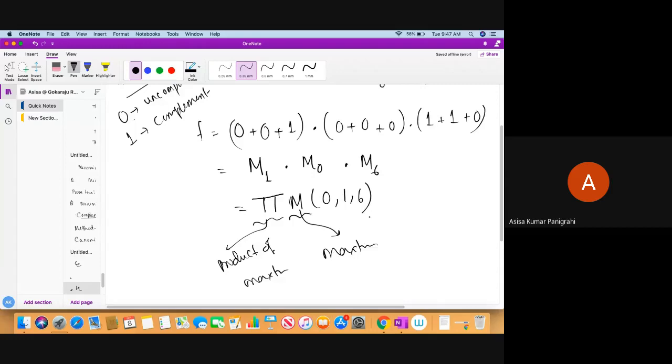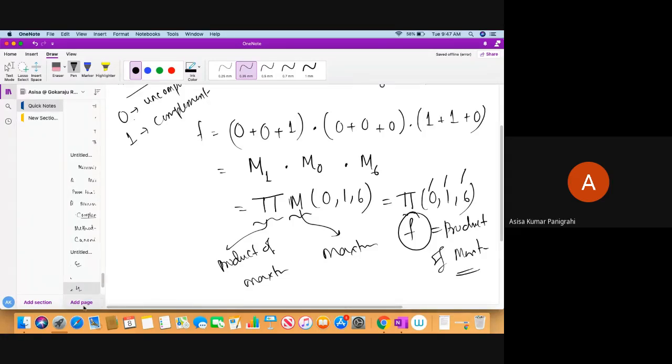You can also express this in this way: pi 0, 1, 6. No need of writing capital M. Pi itself means product of max terms. So obviously 0 is a max term, 1 is a max term, 6 is a max term, to form this function f, which is a product of max terms. Do you understand? Any doubt, students? Please let me know immediately. Very important concept I told you now. Do you all understand how to represent?